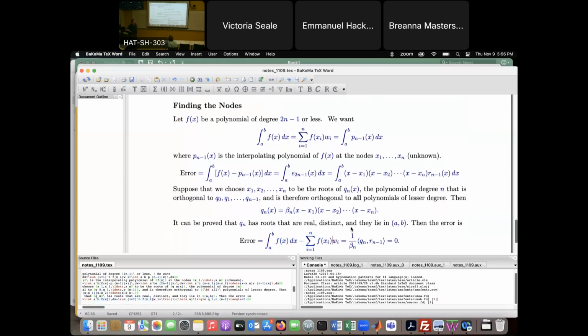In other words, the quadrature rule is exact for all polynomials of degree up to 2n minus 1, even though there's only n nodes. Any questions about how this error turned out to be 0?